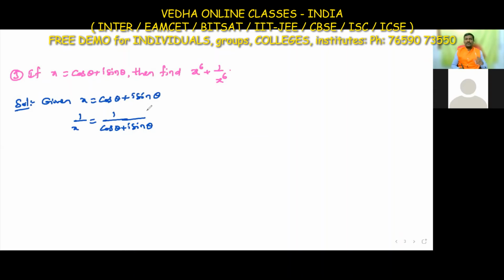1 by x is nothing but 1 by cos theta plus I sin theta. Frequently we use this: cos theta minus I sin theta is the value of 1 by x here. Either you can write it directly based on the situation and the marks, or if you want to calculate, I am calculating. So rationalizing here, multiplying and dividing by cos theta minus I sin theta.